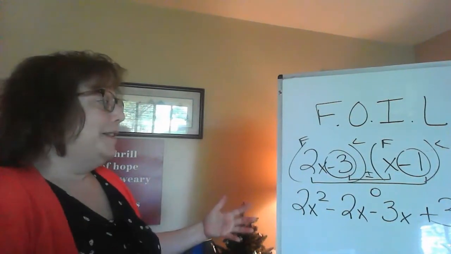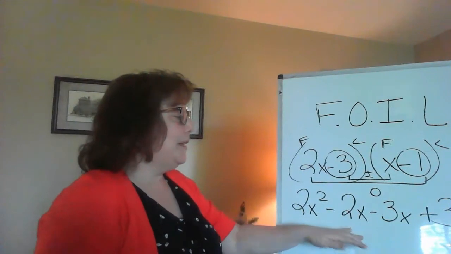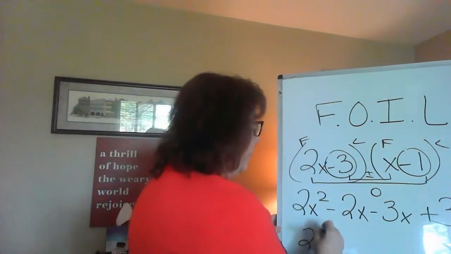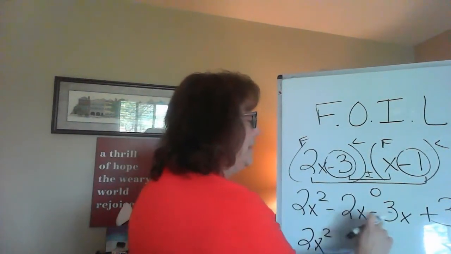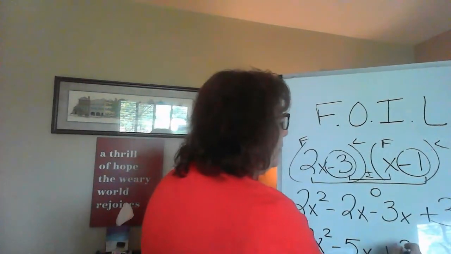The last thing, so there's a couple of steps here. The last thing to do is put these two guys together. There's no other x squareds, but minus 2x minus 3x is going to be negative 5x plus 3.